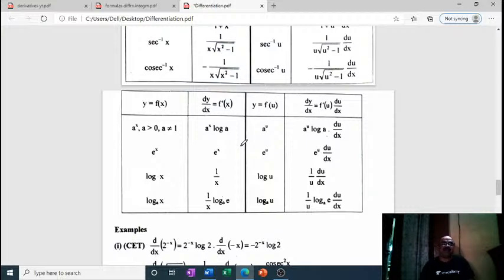If y is a power x, then dy by dx is a power x log a. If y is e power x, dy by dx is e power x. If y is log x, dy by dx is 1 by x. If y is log x to base a, it is 1 by x into log e to base a. These are some of the formulas that we need to remember.